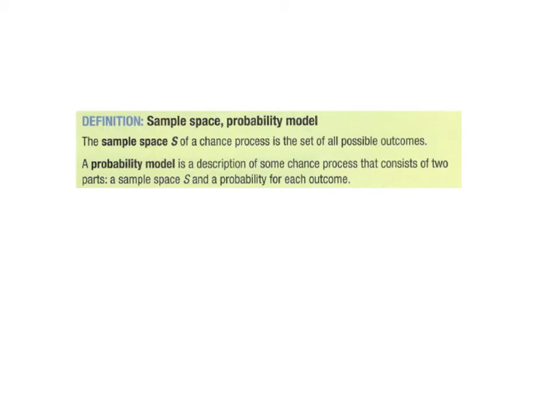When we're building a model for probability, there are two things that we need to keep in mind. The first one is what we call the sample space S of a chance process. The sample space S is all of our possible outcomes. If you're flipping a coin, there are only two: it's either heads or tails. If you're rolling a die, there are 6 possible outcomes: 1, 2, 3, 4, 5, or 6.